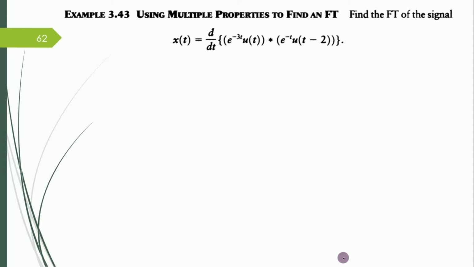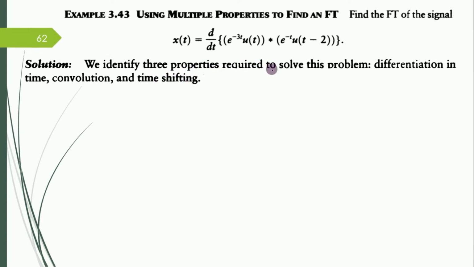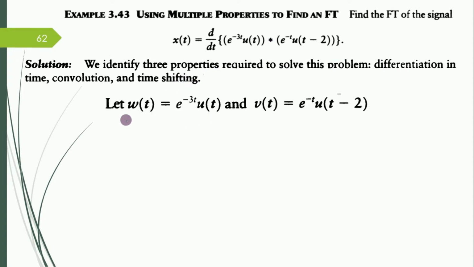So this problem, it is almost again differentiation is there. You have e raised to minus 3t is there. You have e raised to minus 3, frequency shift is there, time shift. We identify 3 properties required to solve this problem. One is differentiation, one is convolution, because there is a convolution, and time shifting. So let w of t be this one. This I treat as w of t. This I treat as v of t.